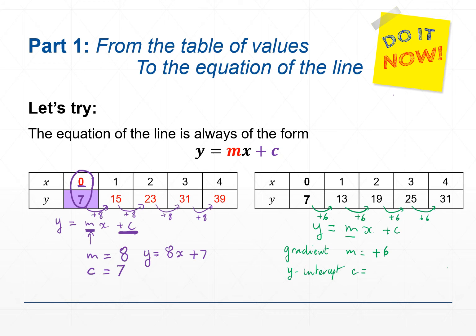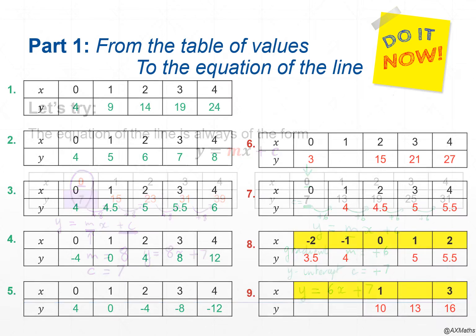The y-intercept is the value of y when x is 0. So I go in my table, I find x is 0, which is here, and I need to extract the value of y. So this is my y-intercept. My y-intercept is a positive 7. I have both ingredients, the value of the gradient m, which is 6, and the value of the y-intercept, which is 7. I just need to write out my result in the form of an equation now, which is y equals 6x plus 7. And this is how you find the equation of a line.